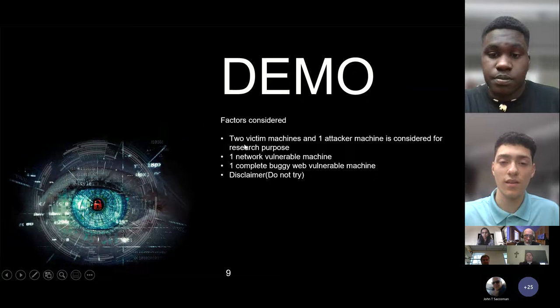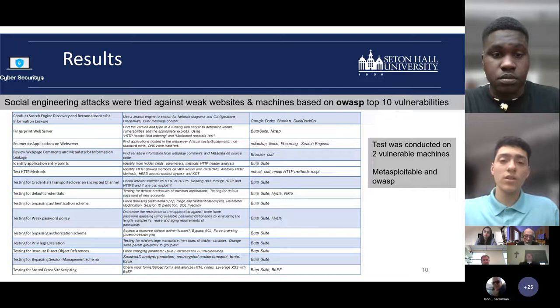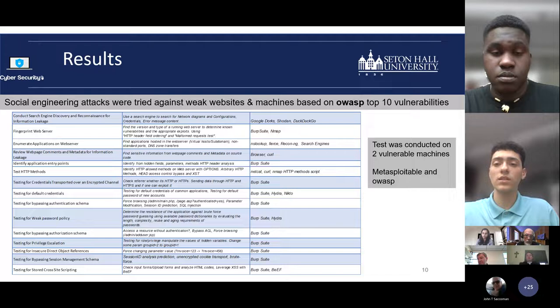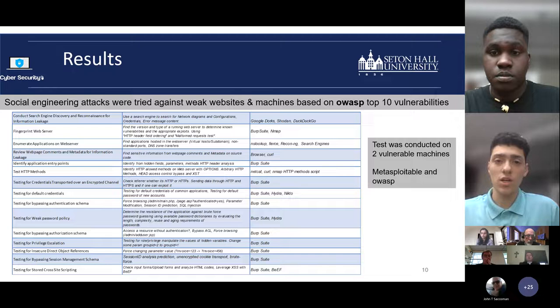All right, so during our study, we conducted several social engineering attacks within our research team. We studied 10 different vulnerabilities based on the OWASP Top 10 Vulnerabilities articles. Here are just some of the social engineering methods that we have done and looked at.